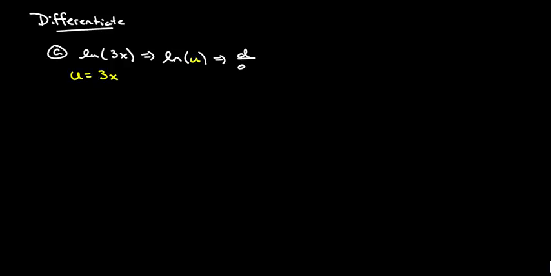So this implies that d dx of the natural log of u is equal to, let's change this, I'm going to replace d dx. So let's go du dx times d du of the natural log of u.